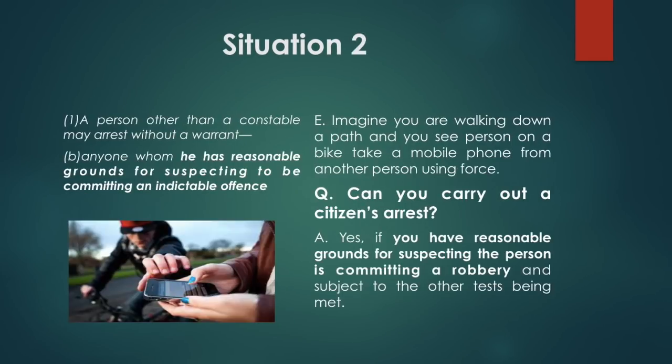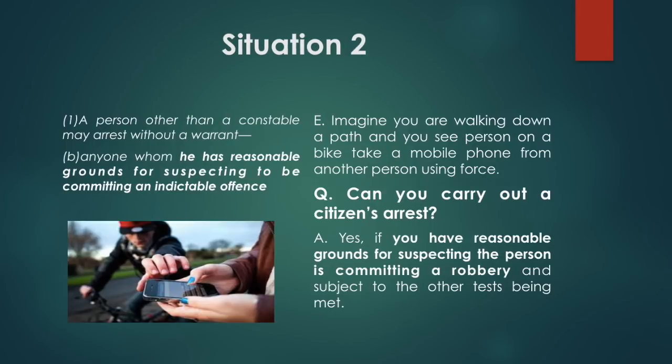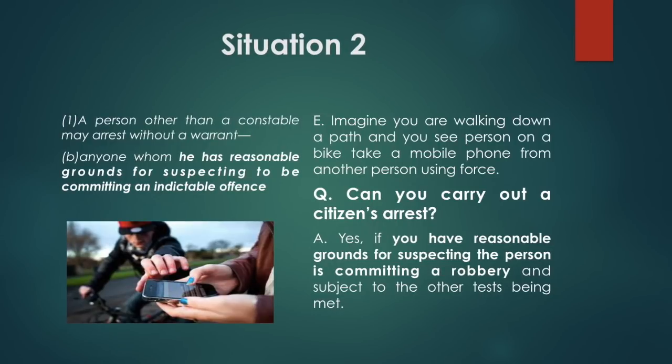Let's look at situation 2. Section 1B. A person other than a constable may arrest without a warrant anyone whom he has reasonable grounds for suspecting to be committing an indictable offence. So for example, remember scenario 2? Imagine you're walking down a path and you see a person on a bike take a mobile phone from another person using force. Answer, yes.